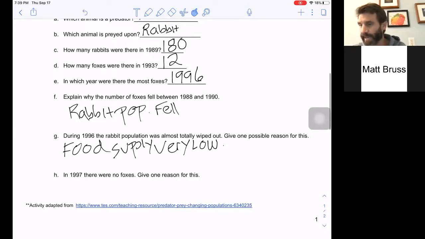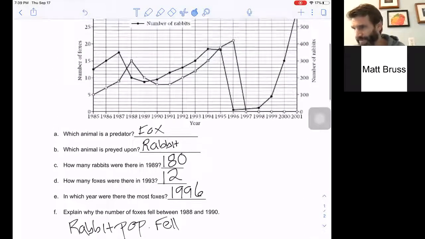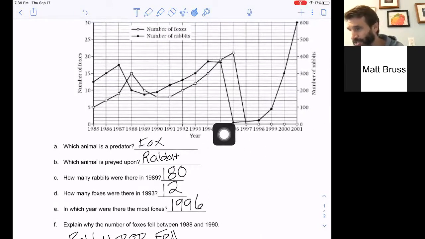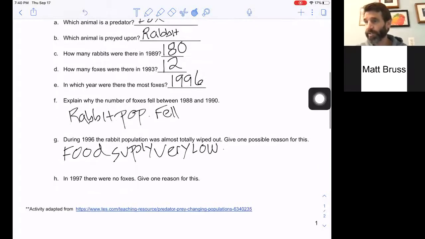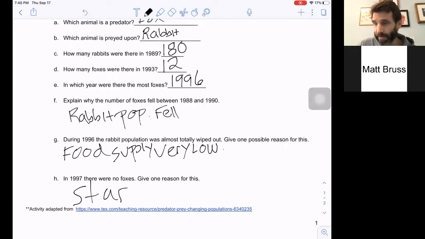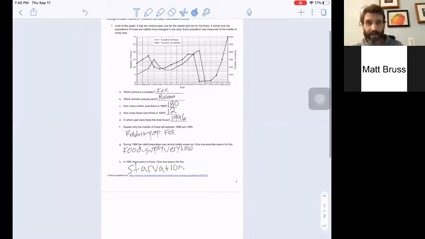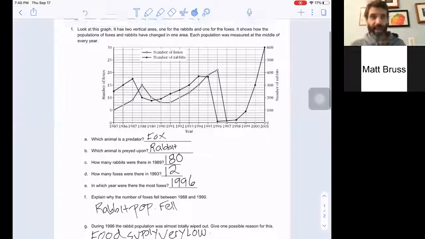So in 1997, there were no foxes. Give one reason for this. Well, the rabbit population fell to almost nothing. And these foxes that were sitting here in 1996 without any rabbits, they probably lived for a while, but then probably died of starvation, would be my guess. So I bet you it was starvation because there were no rabbits, their food supply. So I'm going to put starvation there.